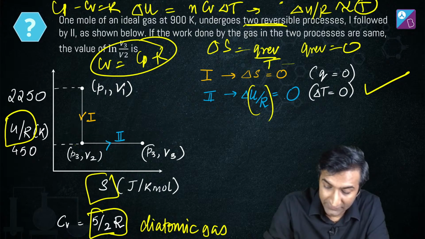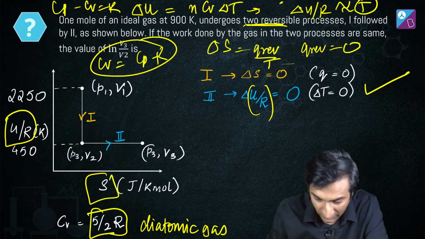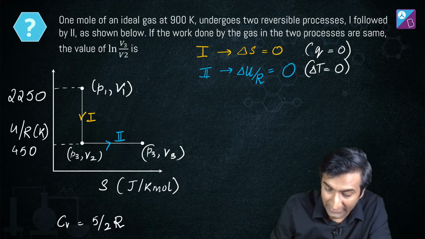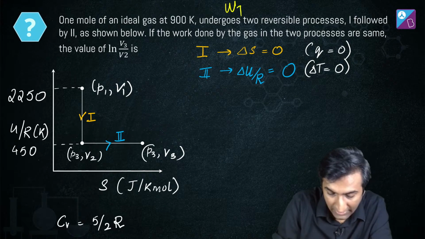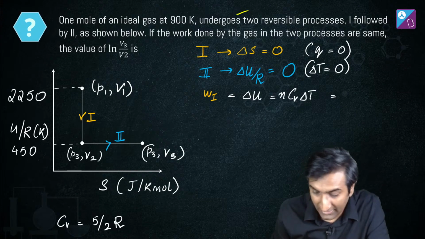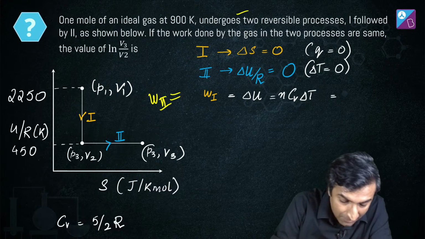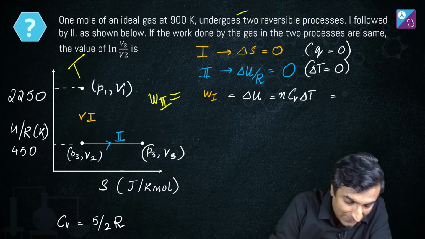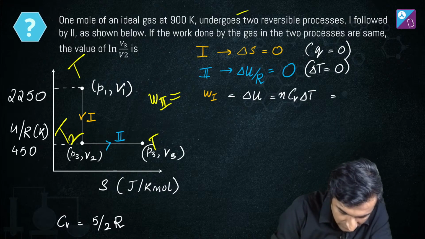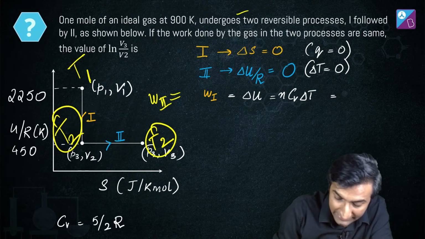Now that I've told you this, अगर Q 0 है, तो let me tell you the next steps also. अगर Q 0 है, so what you can do is find out work in the first process. Work in the first process will be given to you by this expression. That work will also be equal to work done in the second process. Also, whatever temperature you get here will be the same temperature here because delta T is equal to 0.